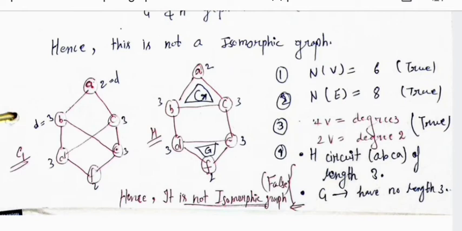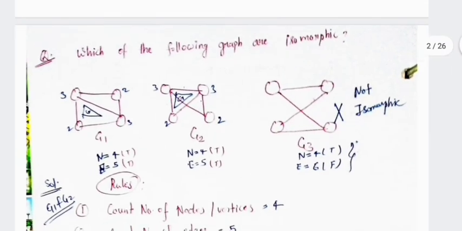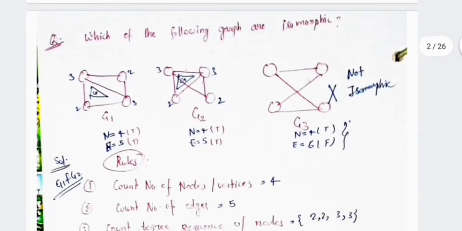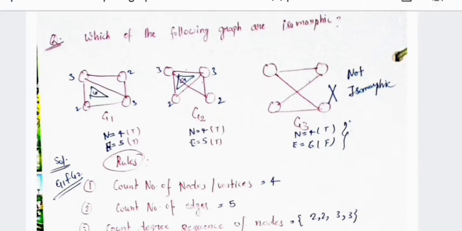Now come to the next question. Here the following graphs G1, G2 and G3 are given. Now on the basis of these graphs, we apply all the rules. On the basis of the first rule, we count the number of nodes or vertices. In G1 the number of nodes is 4, in G2 it is 4, and in G3 it is 4, so the first rule is satisfied for G1 to G3.